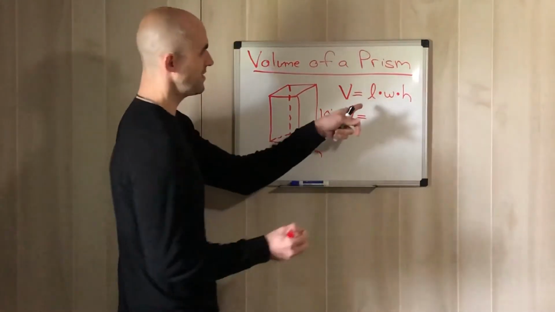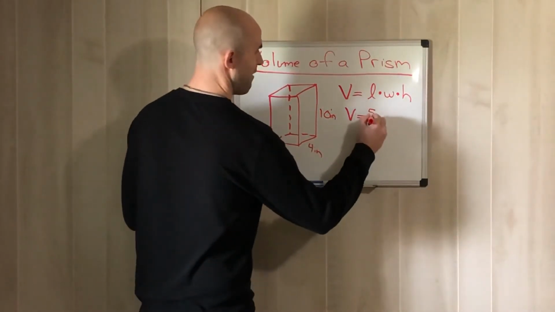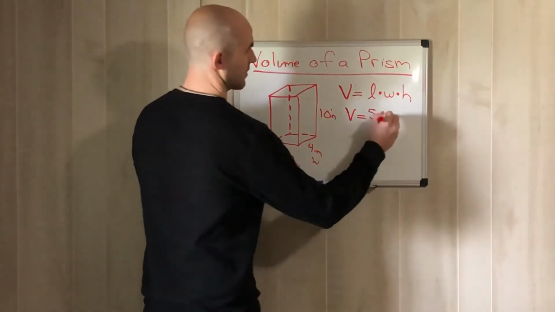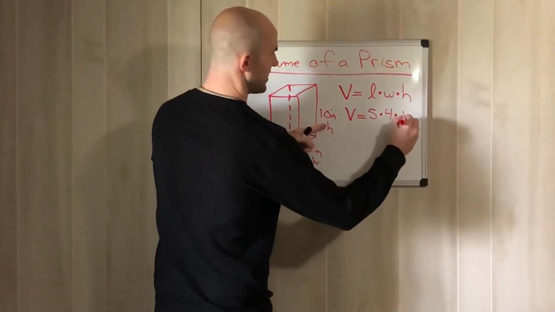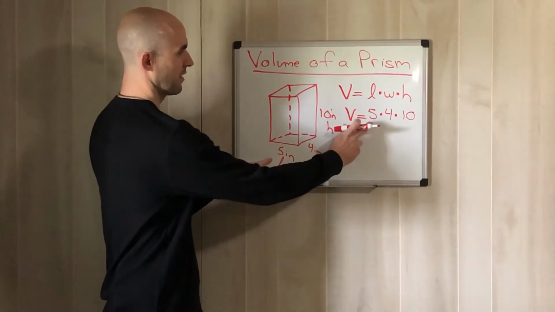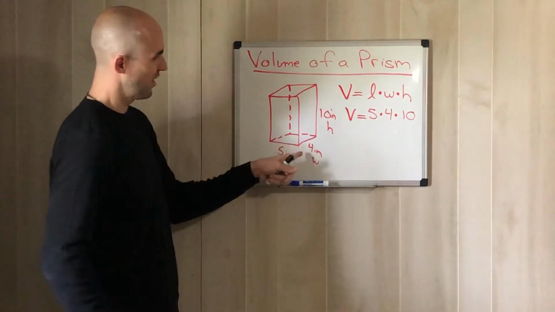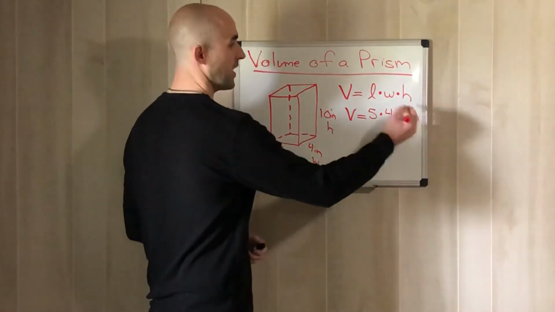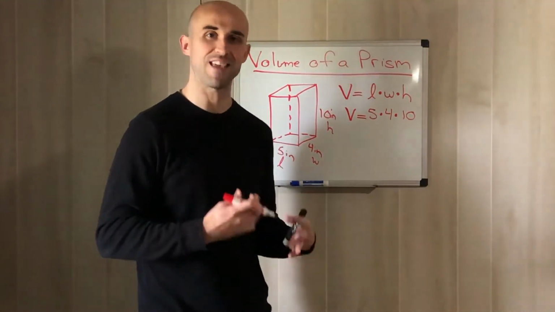So you would do volume is, we know that the length is 5, right? So we would write 5 times, we know that the width is 4, times 4, and then the height is 10, so we would just write 10. And that's all it is. It's literally just substituting 5 times 4 times 10, because the 5 is the length, the 4 is the width, and the 10 is the height. That's all it is. And now once you get here, again, all it is just multiplying, because when it comes to volume, you just multiply the length, the width, and the height.